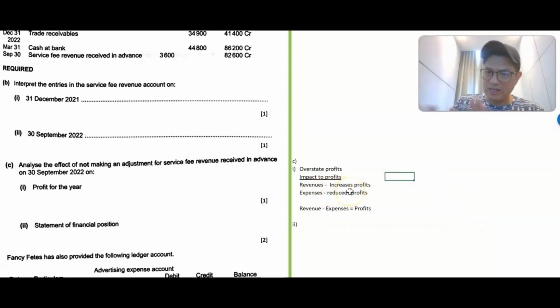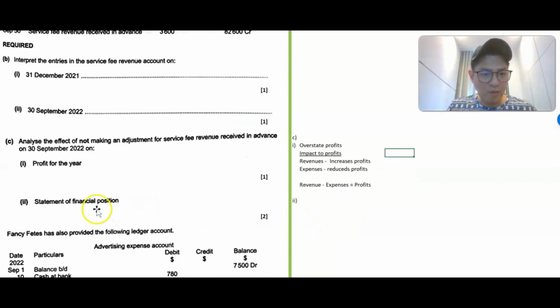Revenues increase profits, right? Expenses reduce profits, because revenues less expenses equals profits. So in this case, if we had not reduced revenues, revenues would be too much, and therefore profits would be too much. Look at this. If I didn't take the 3,600 away, then revenues would be 86,000 instead of 82,000. That's too much, and therefore that would have the ripple effect on profits as well.